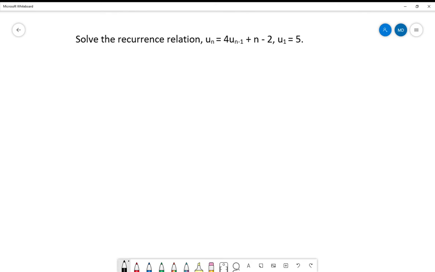Hello, I am the magnanimous Mr. Daycock, and today I am going to be giving you some further examples of solving non-homogeneous first-order recurrence relations.